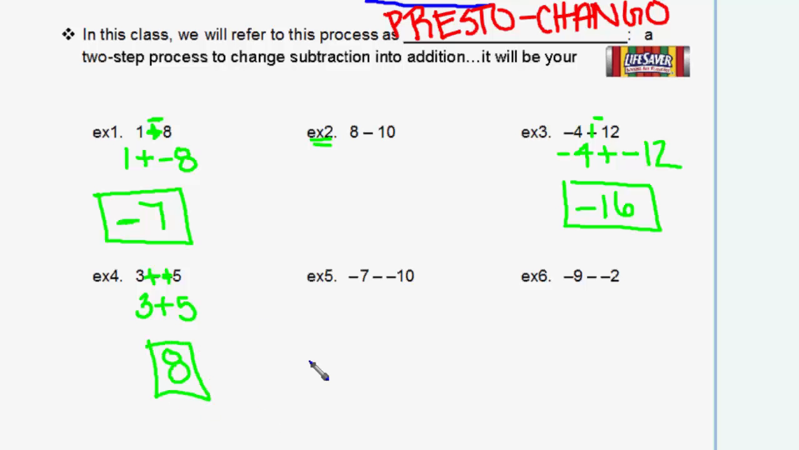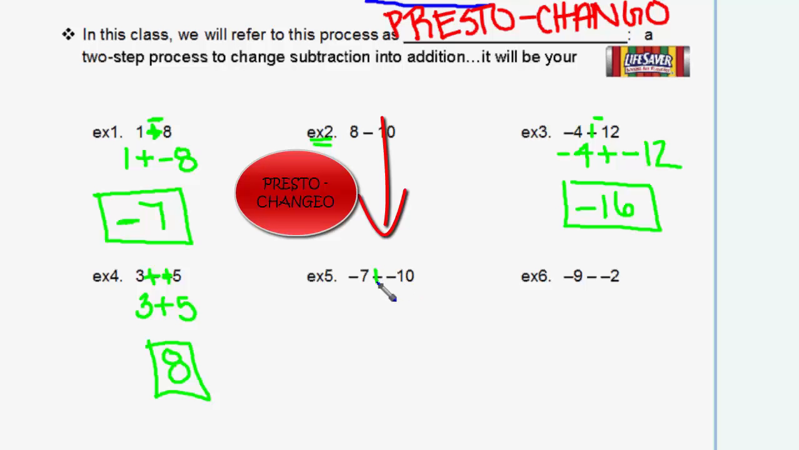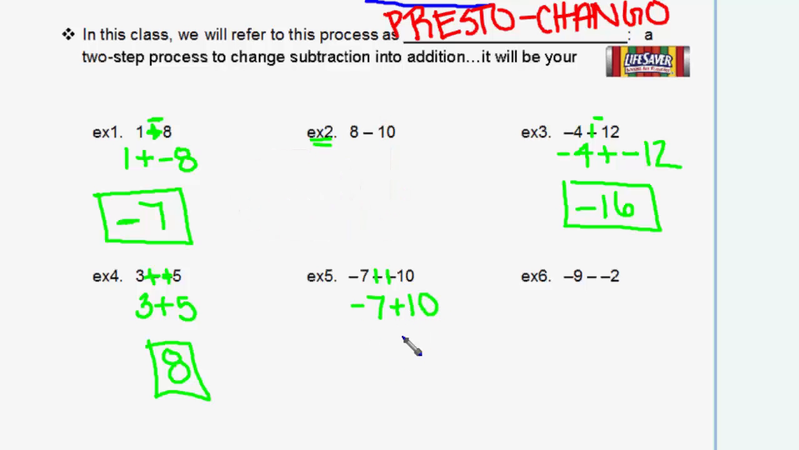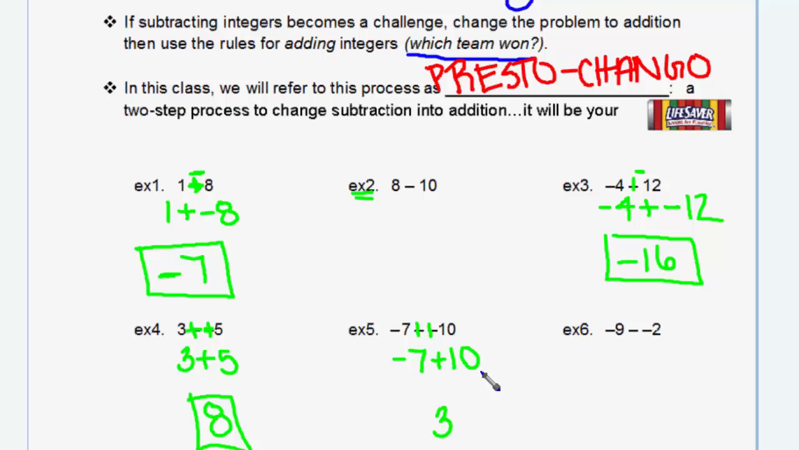Okay? I'm going to try one more with you. So I have a negative 7 minus a negative 10. I'm going to Presto Changeo. So this becomes negative 7 plus 10. So I've got opposite signs. I'm going to subtract them. 10 minus 7 is 3. And my bigger number was positive, so it's going to be a positive 3. Okay? Try example 3, and then we'll just do a ton of practice next time we see each other.